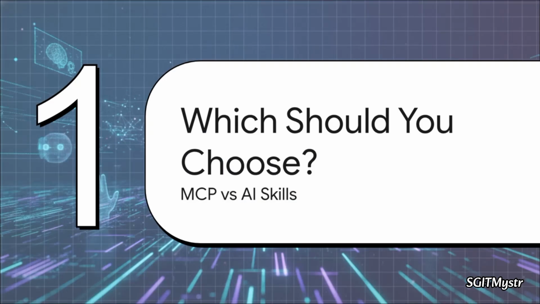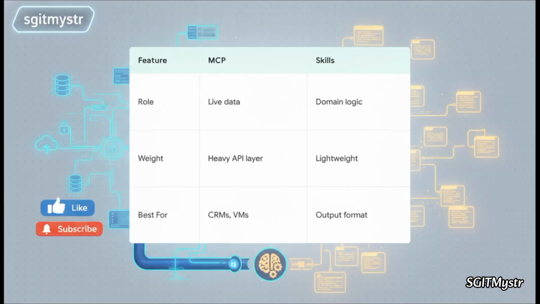Which brings us to our final section, Section 4. Which should you choose? Now that we've got a solid handle on both architectures, let's put them head to head. Looking at their primary roles, MCP is all about connecting to secure, live, external data. Skills, on the flip side, are all about providing repeatable, internal domain logic and formatting. When it comes to system weight, MCP is a heavier, tightly permissioned API layer. It's a real infrastructure integration. Setting it up would be total overkill if you just want to format some text.